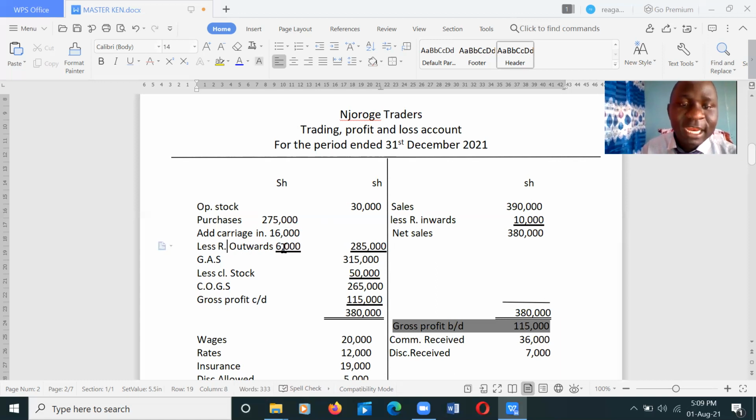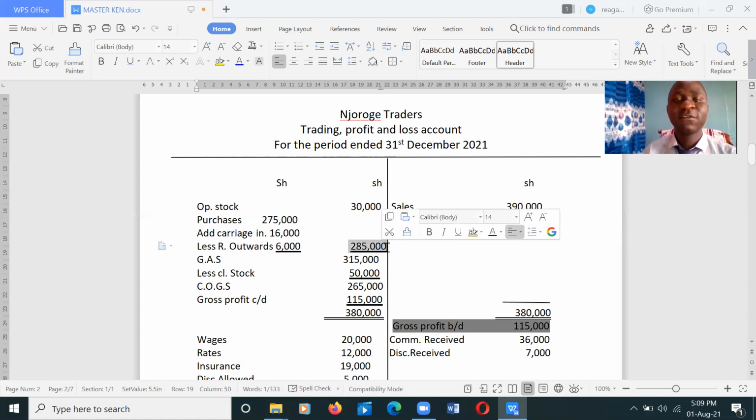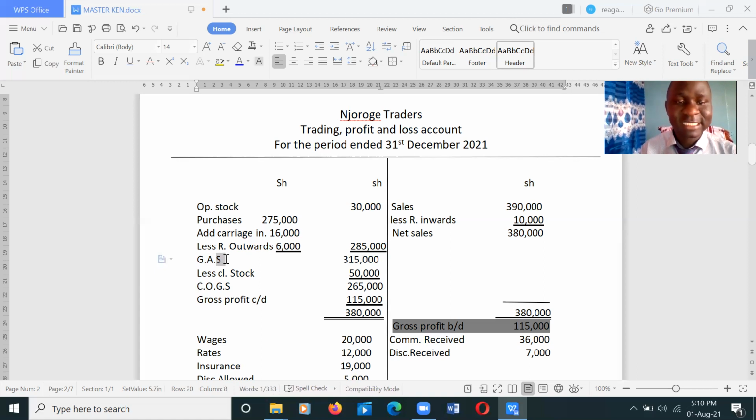And then after that, you underline. The underline shows that we are either adding or subtracting; we are showing the effect on the details put there. So when you take 275,000 plus 16,000 minus 6,000, we get 285,000. Now this 285,000 we add to the opening stock, and we get 315,000. This 315,000 is what we call GAS. GAS stands for goods available for sale.